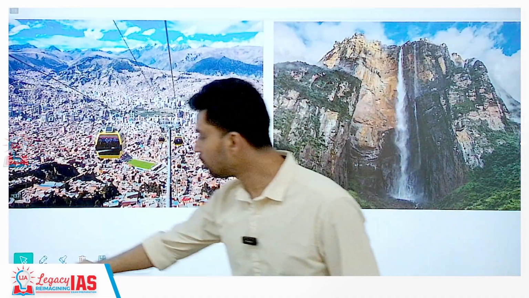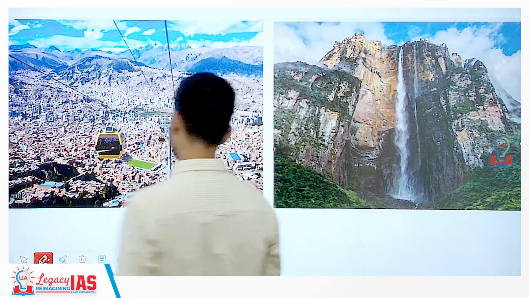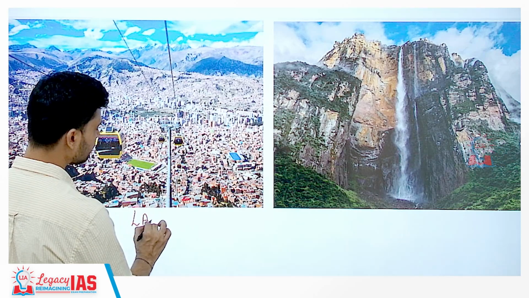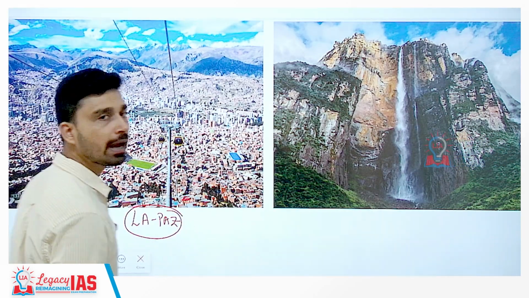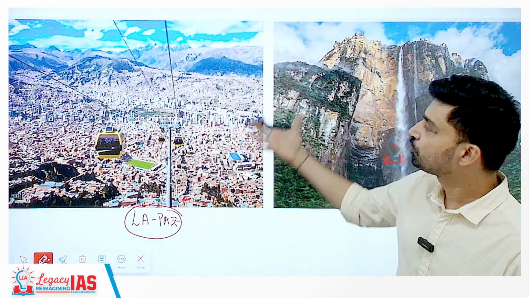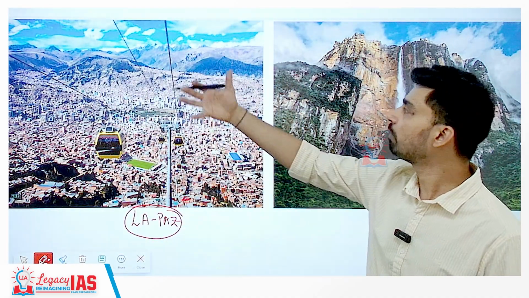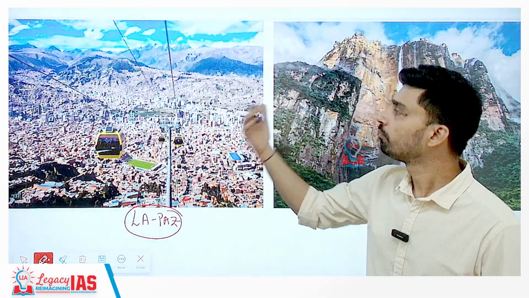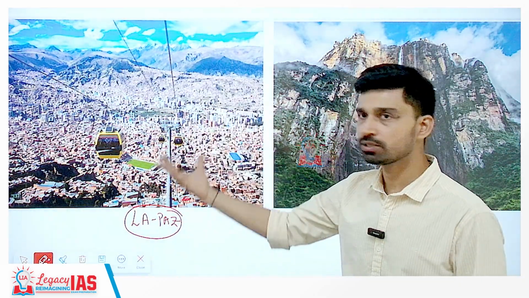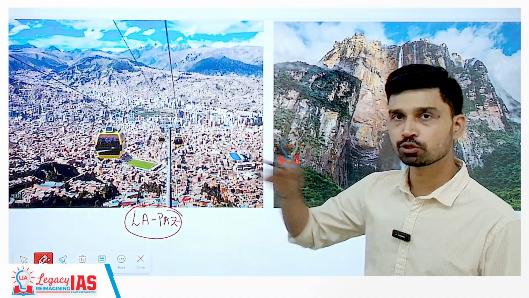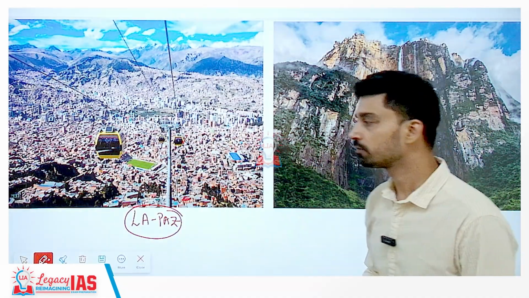Now, apart from these, there are some important facts you should know about the South American continent. For example, La Paz, the capital city of Bolivia, is the city situated at the highest altitude in the world. As you can see, it is situated between the highlands and the mountain ranges, and people use gondolas, or basically cable cars, to move from one part of the city to the other.